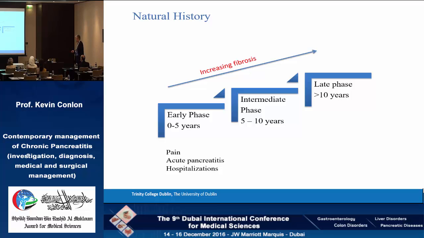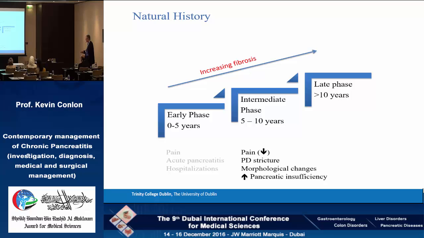They get to an intermediate phase, which is about 5 or 10 years after presentation. Pain becomes less of an issue, and what becomes more of an issue is the pancreatic insufficiency. They present with signs and symptoms of pancreatic insufficiency. And then they get to a late phase, which occurs about 10 years on, where they have the classical exocrine and endocrine insufficiency.